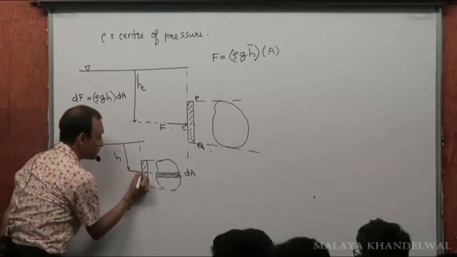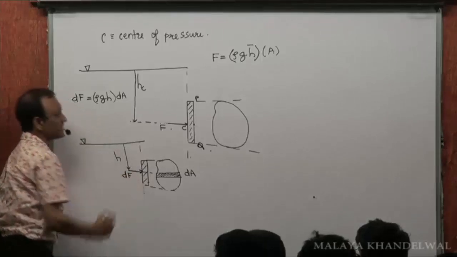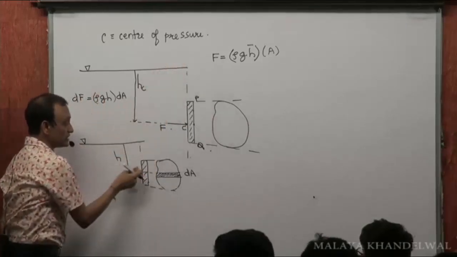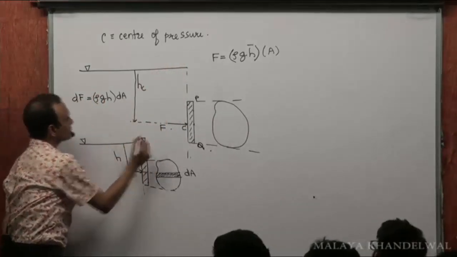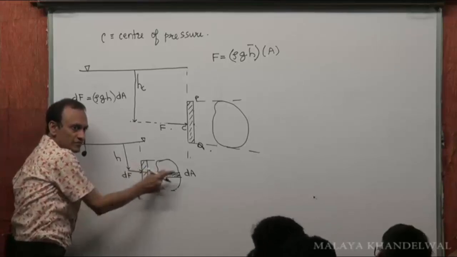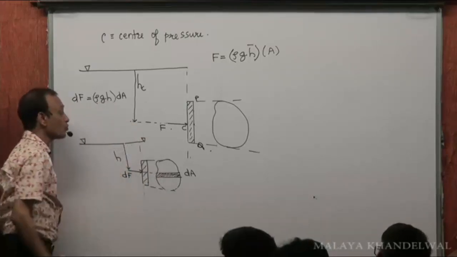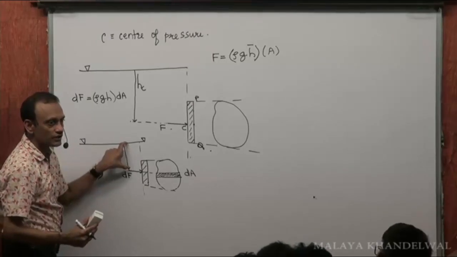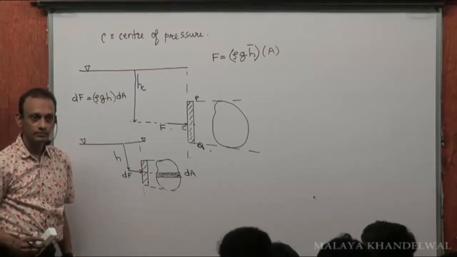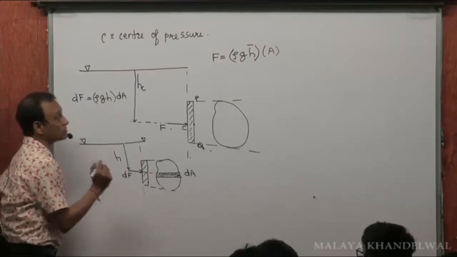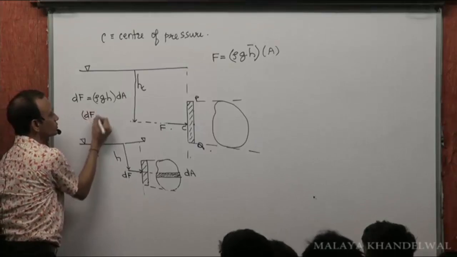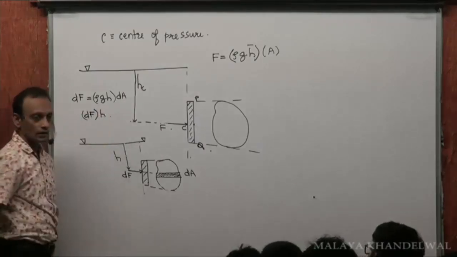Now this force dF will produce a turning effect about the free surface. Yes or no? There is a moment of this dF about this free surface. There is a torque of this dF about the free surface. What is that torque? dF into h. dF into h would be the moment of this dF about the free surface. Yes or no? Yes. So the moment of this about the free surface is going to be what? dF into h is the moment.